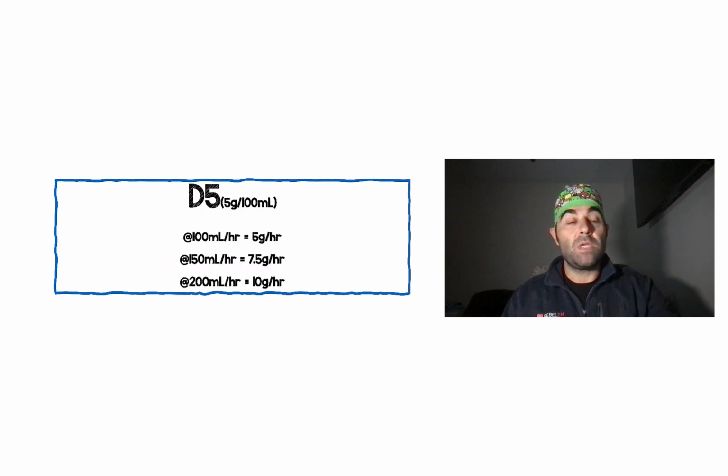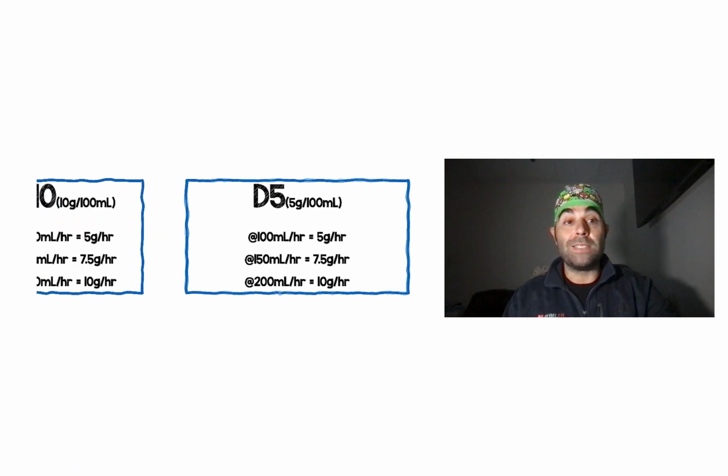So then the question becomes, how do I know how much glucose I'm giving? Well, if you know that you have 5 grams in 100 mLs and you're running at 100 mLs an hour, then you're giving 5 grams an hour of glucose. If you're running at 150 mLs per hour, which is what most people will start running their D5 at, you're giving 7.5 grams per hour. If you run at 200 mLs per hour, then you're giving 10 grams per hour.